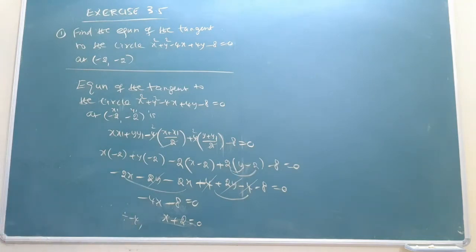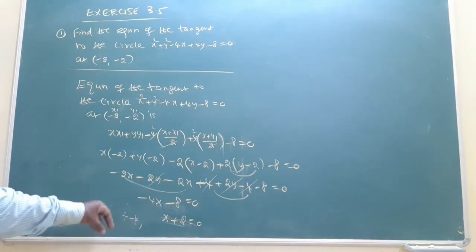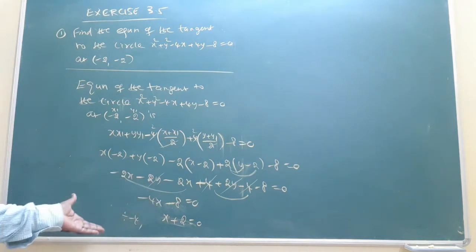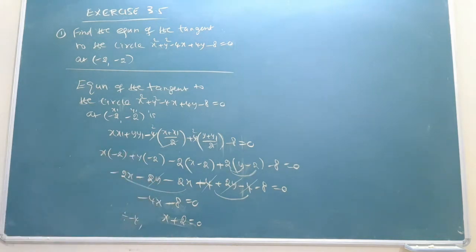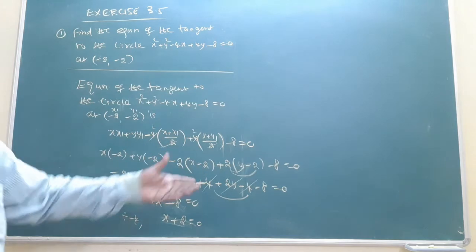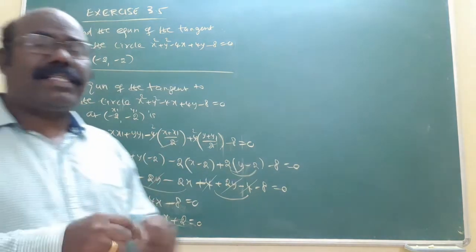You want to write the equation involving x, y, constant equal to 0. But here the y terms by chance cancel. The remaining term, x plus 2, is the answer. Anyway, the length of the tangent is some other idea. This is called the equation of the tangent.